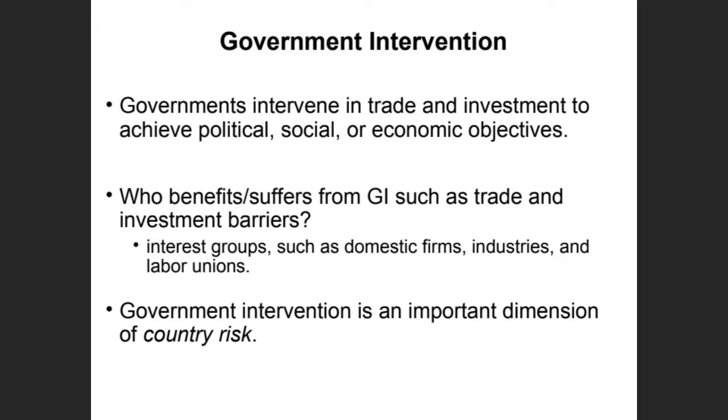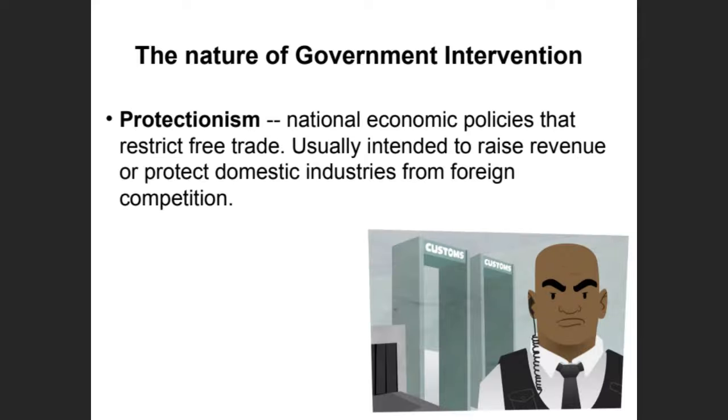Right. So government intervention is motivated by protectionism, which refers to national economic policies designed to restrict free trade and protect domestic industries from foreign competition. So protectionism is manifested by tariffs and non-tariff trade barriers, such as quotas, which were mentioned in the last lecture, and arbitrary administrative rules designed to discourage imports.